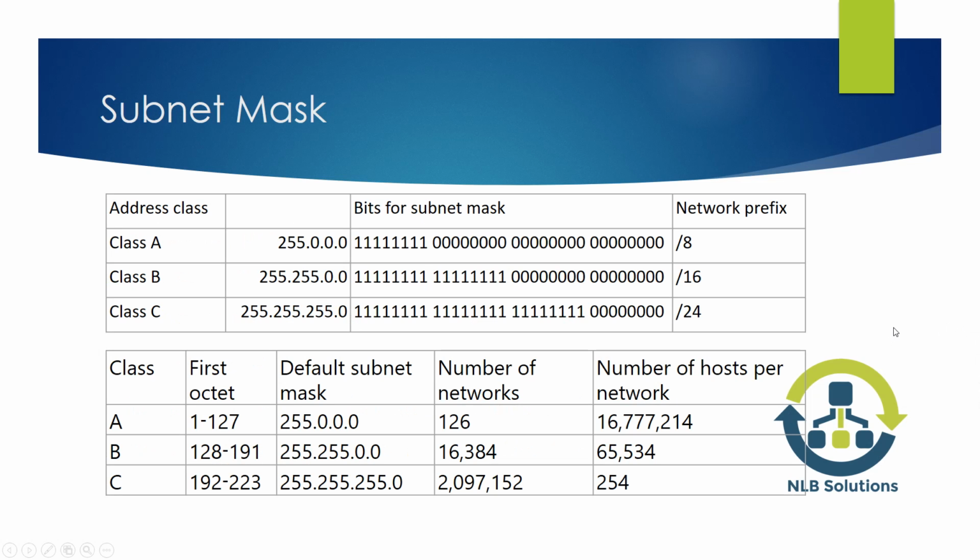So on the next slide, I've tried to summarize the subnet mask, or what subnet masking is. The subnet mask is used to define which portion of the IP address is for the host and which portion is for the network. And we know that we have 3 classes of subnet masks: Class A, Class B, and Class C.